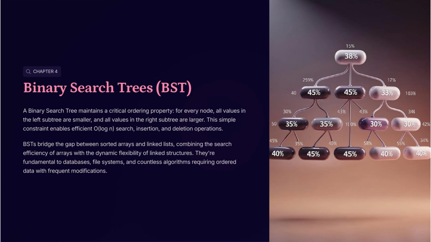Binary search trees, BST, maintain an ordering property. Left subtree values are smaller, right are larger. This enables efficient O(log n) operations for search, insertion, and deletion. BSTs combine the search efficiency of arrays with the flexibility of linked lists, crucial for databases, file systems, and algorithms needing ordered data with frequent updates.